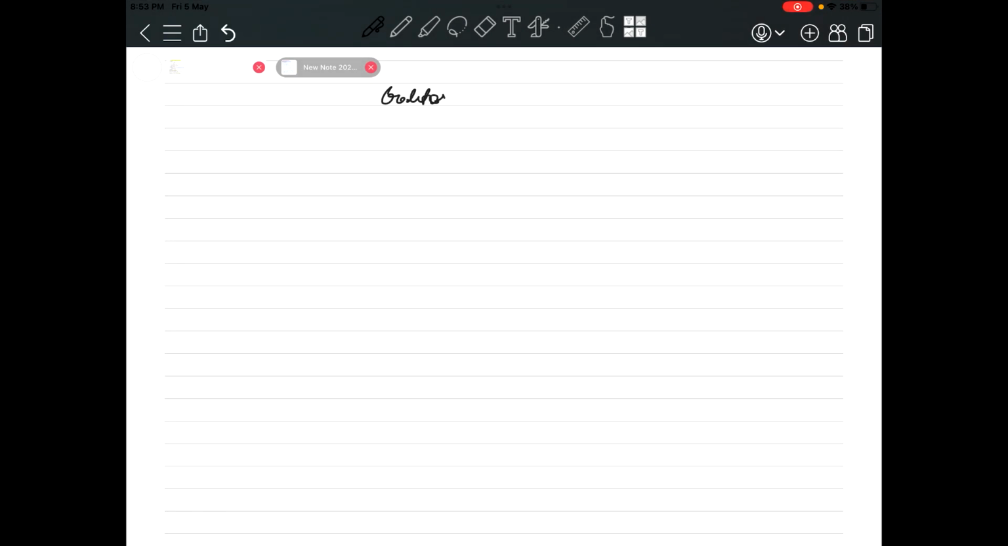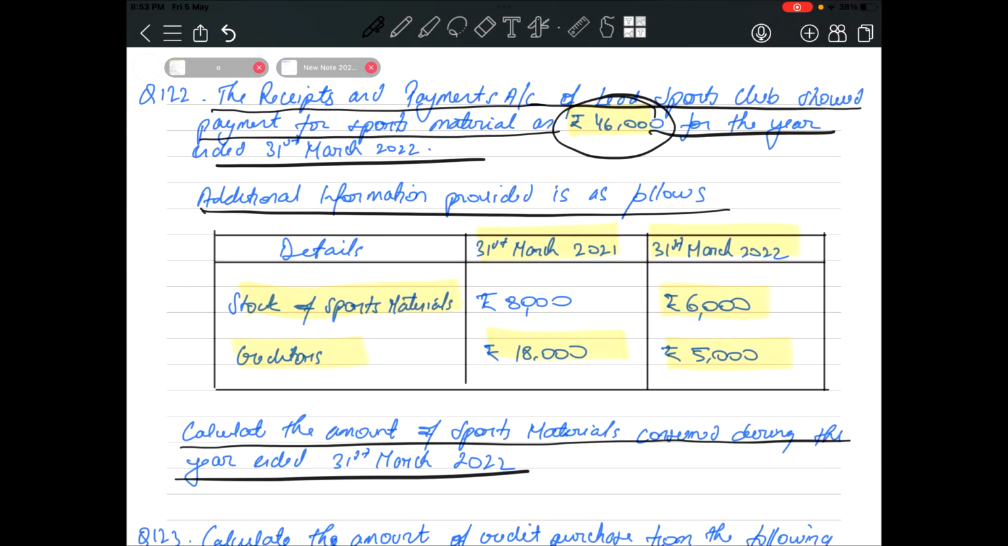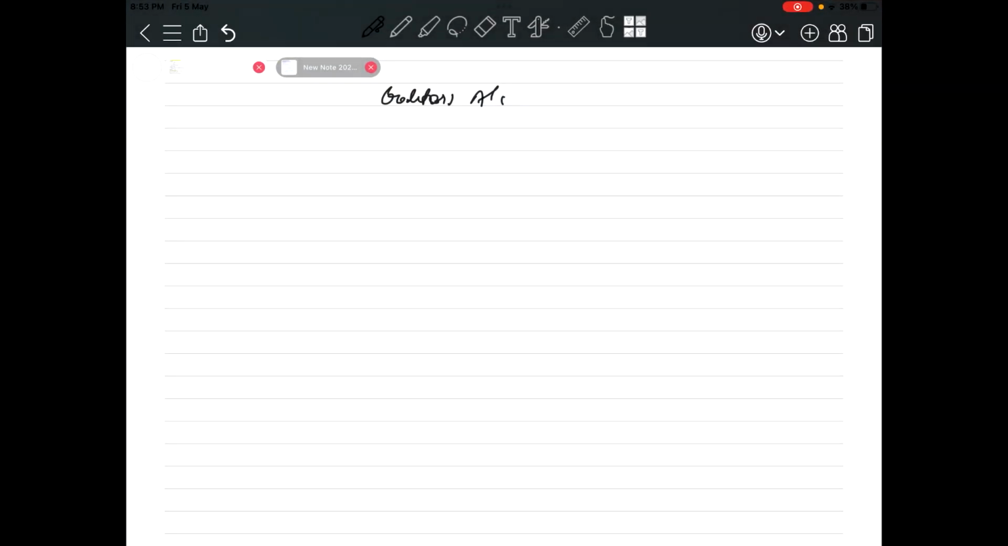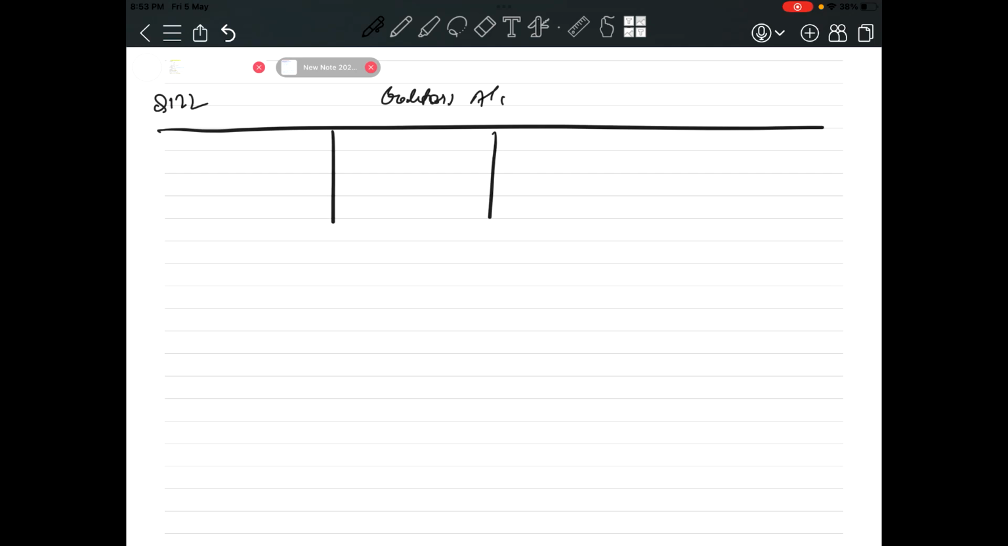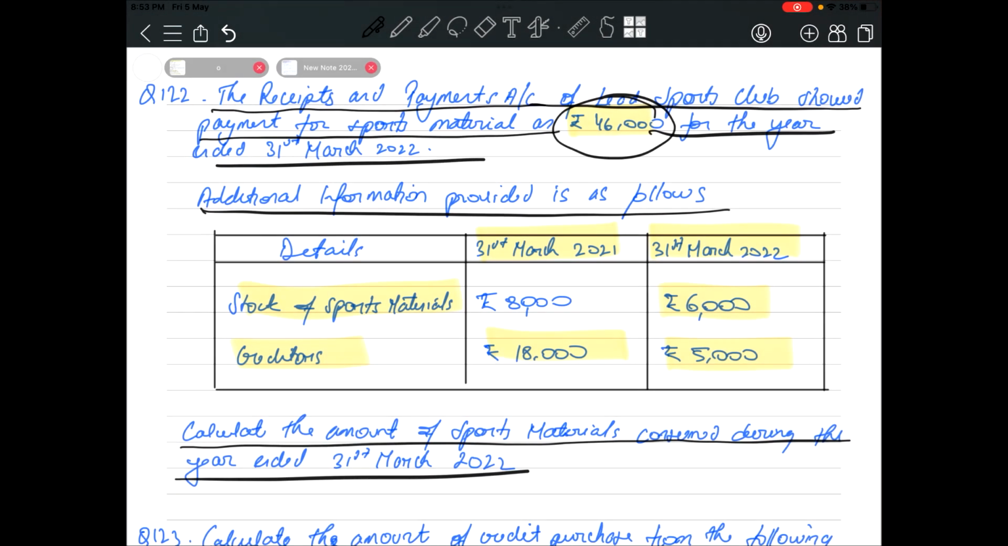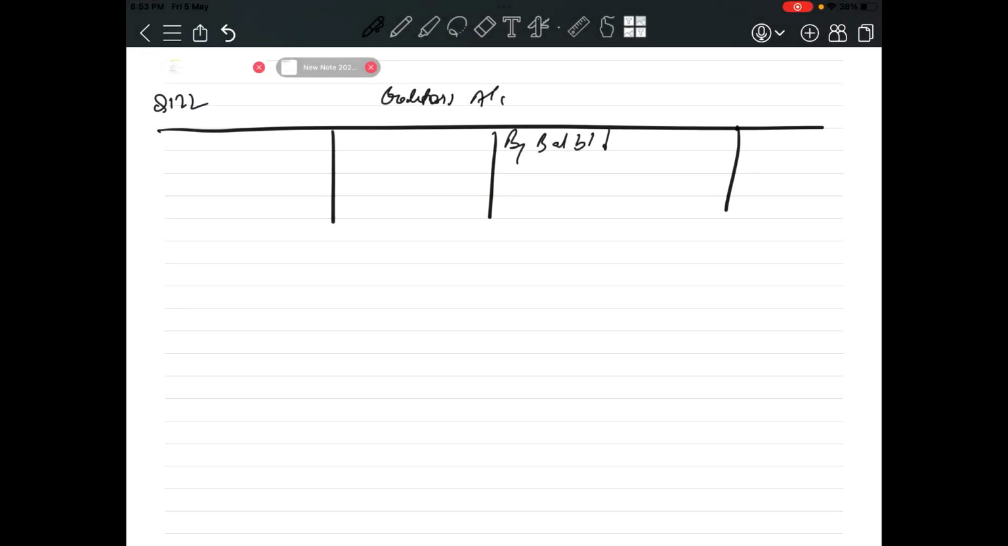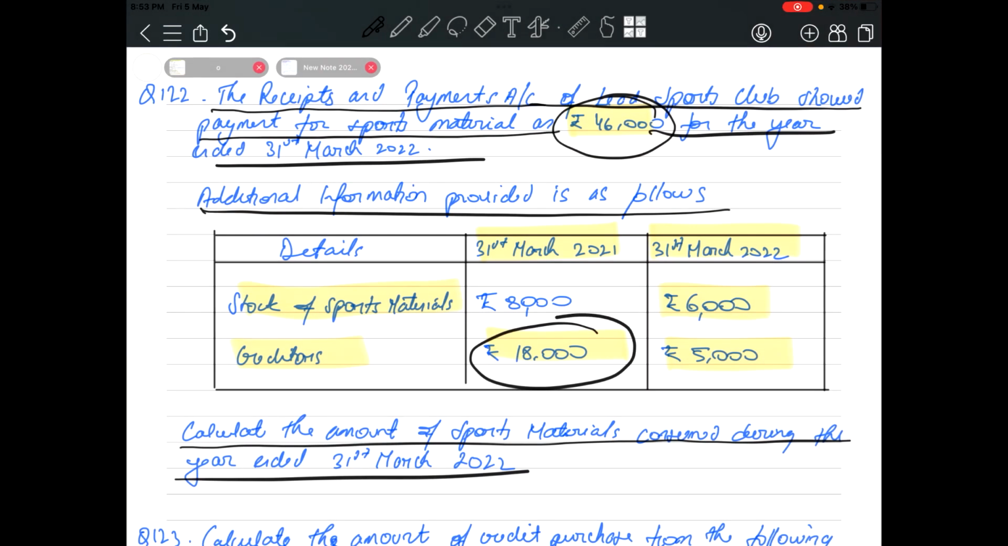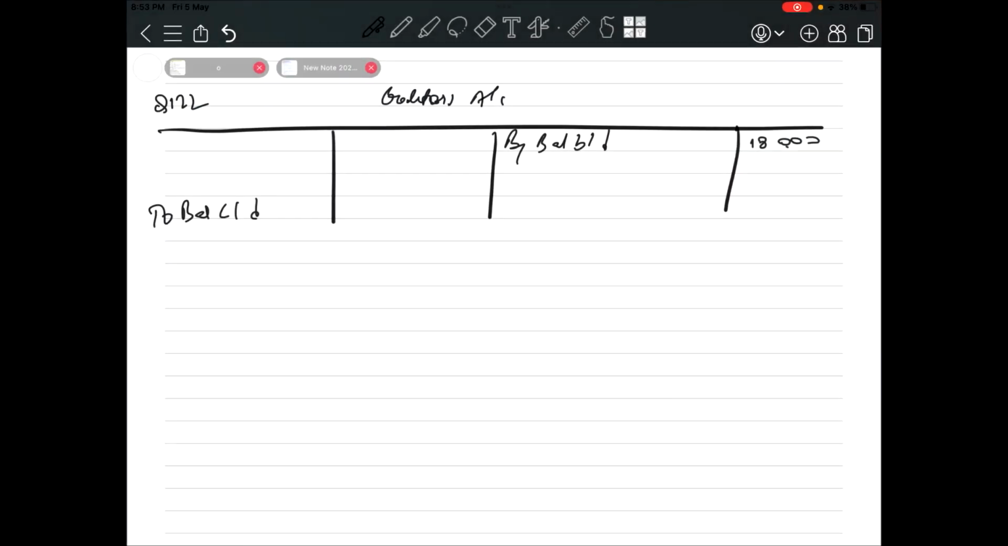We will prepare a creditors account. Question number 122. Creditors will have a credit balance, so the opening balance will come here. What is the amount? 18,000. And the closing balance will come on the debit side. Balance c/d, 5,000.